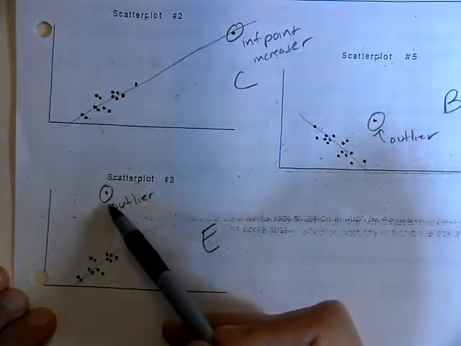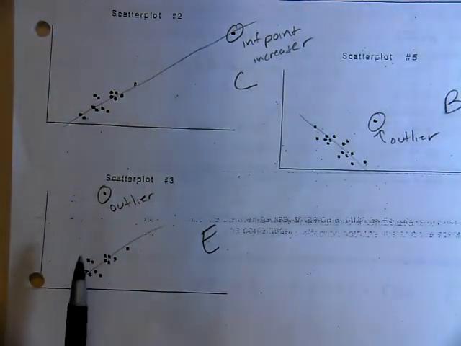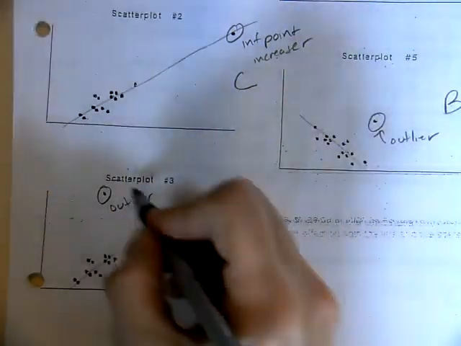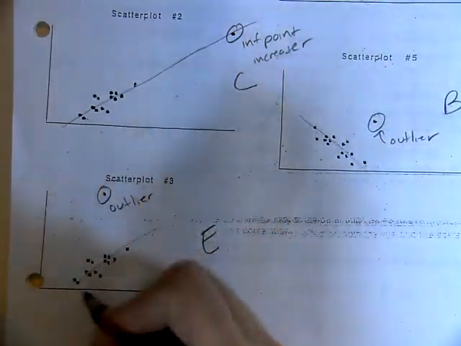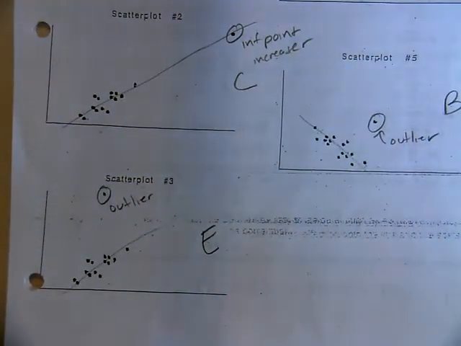This point here is just considered an outlier. It's got a higher y value than everybody else. So it actually makes the correlation weaker. Think about if you were to draw a circle around this, you'd have to include that point and it'd be much larger than in A.